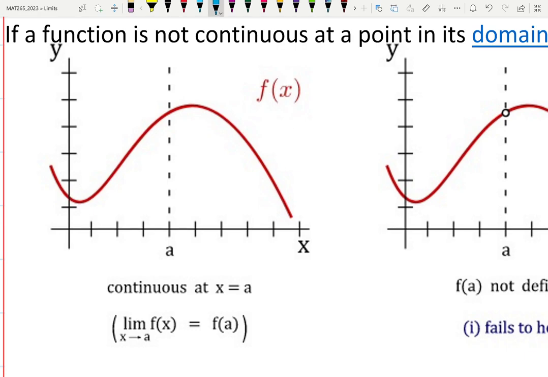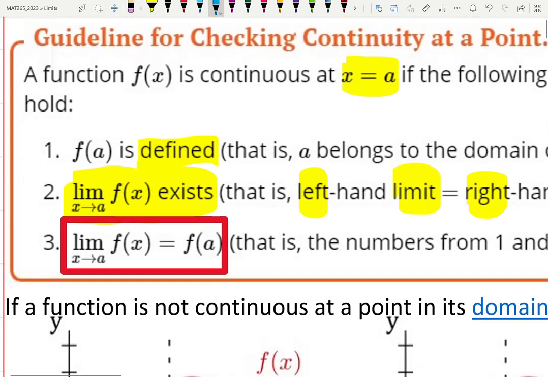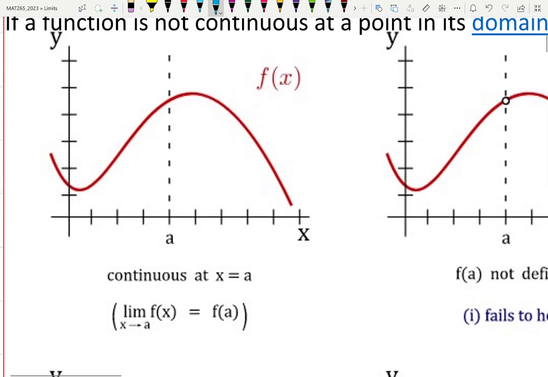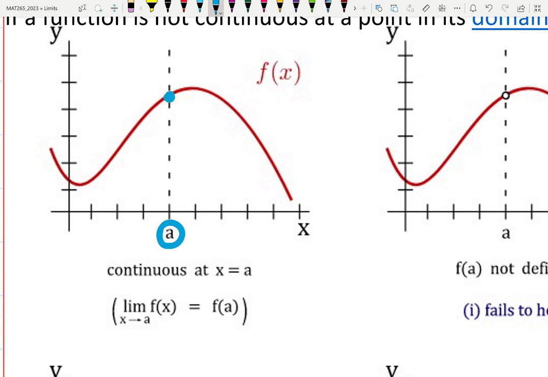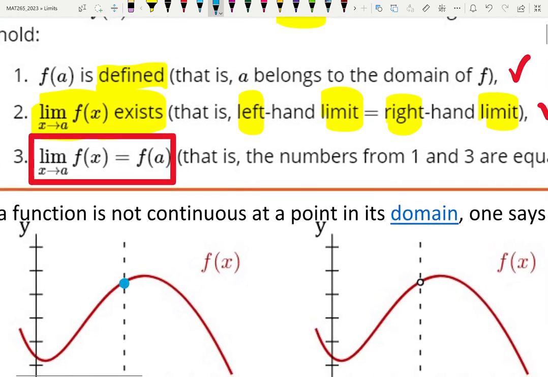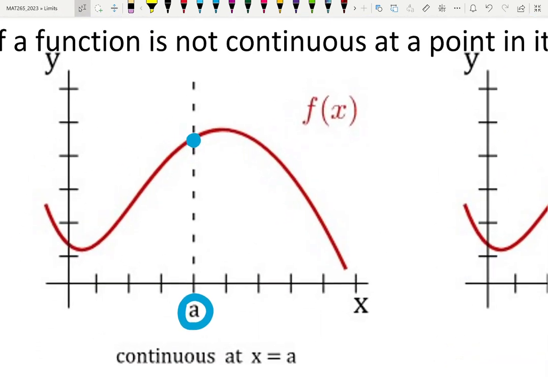But by definition, you check step 1. I gave you steps. Is f of a defined? Let's see. F of a is over here. There's no hole, it's defined. Does the limit exist? For the limit to exist, the left limit needs to be equal to the right limit. Let's check the left limit, right limit. They met. It's the same number. The limit exists. Check mark. That is not enough.